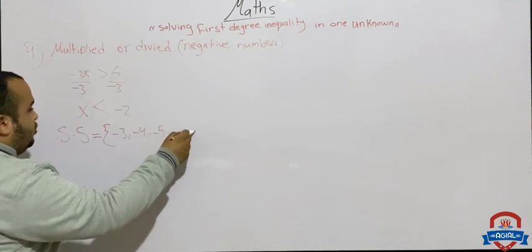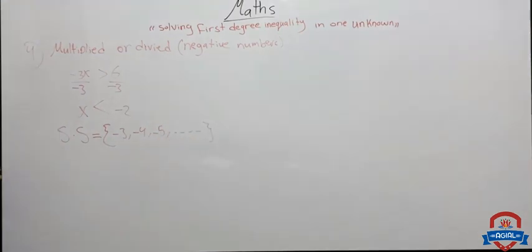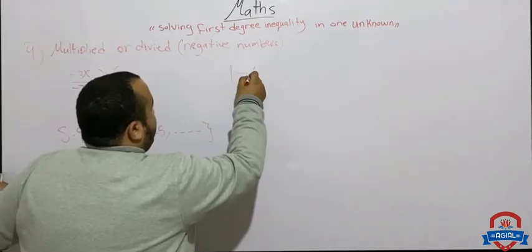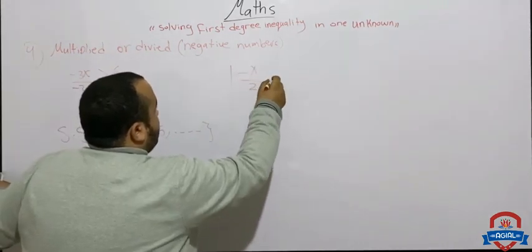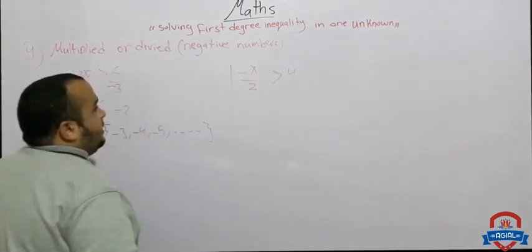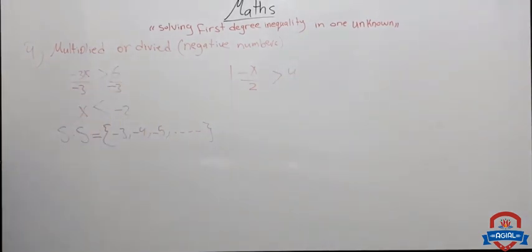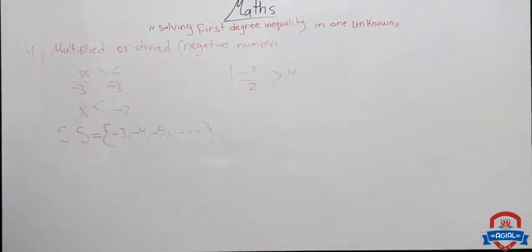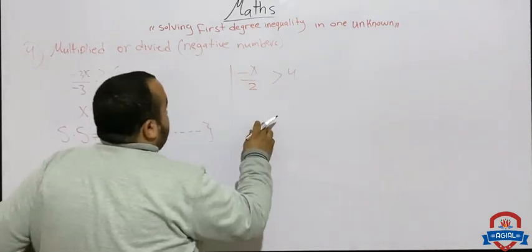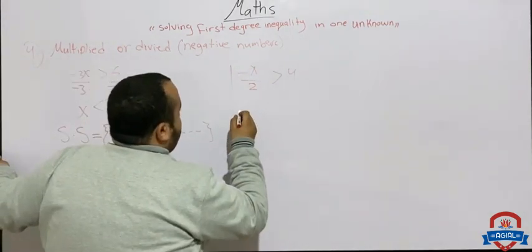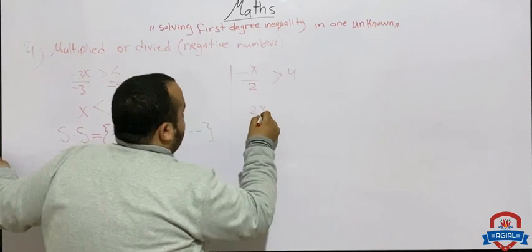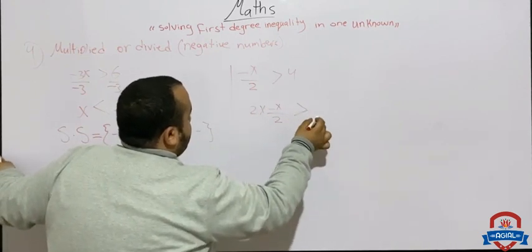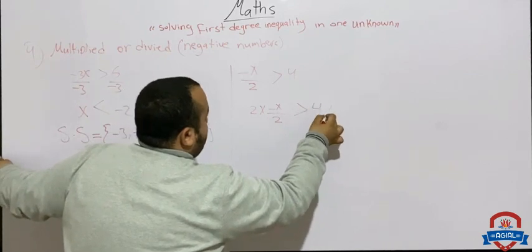In the same way, if we have this inequality, -x over 2 greater than 4, we need to multiply both sides by -2. So the left hand side equals -2 times -x over 2, greater than 4 times -2.